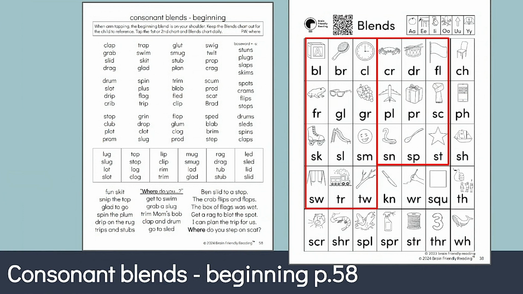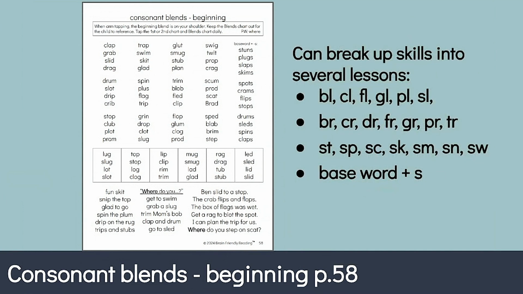However, for students who require a bit more scaffolding, you could break up the skills into several lessons. For some of the children I work with who need the extra support, I have taught the L blends as a group, then the R blends, and then the S blends. After that, I layer on adding the suffix S to base words that have a mixture of beginning blends.